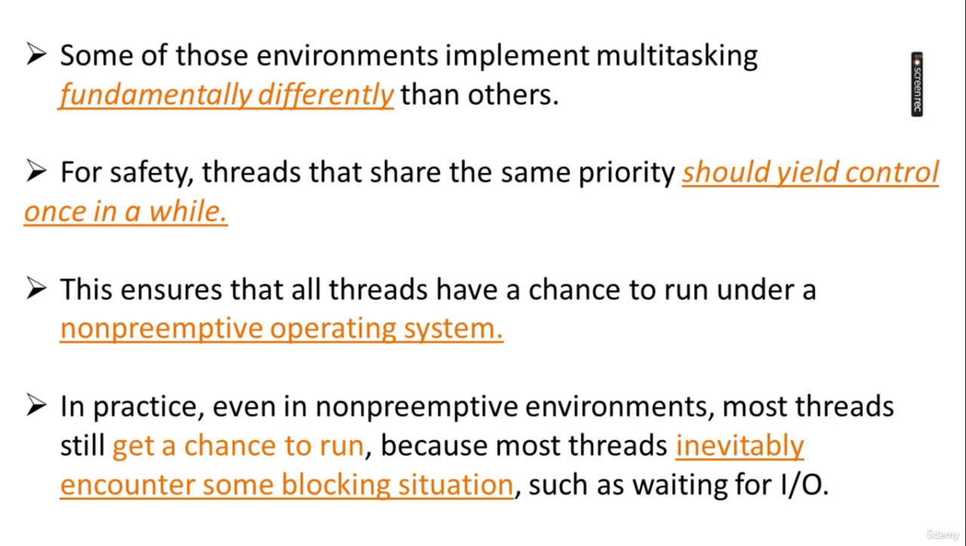In some non-preemptive working environments, most threads will still get CPU time because those threads inevitably encounter some blocking situations such as waiting for input output. Like, one thread is acquiring CPU time, and in between it requires access to a file, like opening a file, reading a file, writing to a file. For that purpose it has to wait, and even though it is a non-preemptive system, since it requires input output, it will relinquish control of the CPU and another thread will enter the CPU.